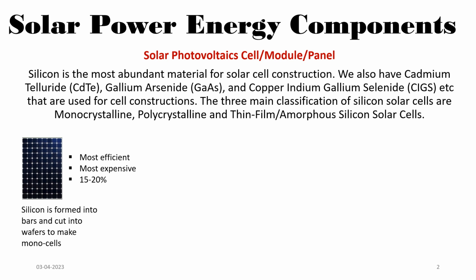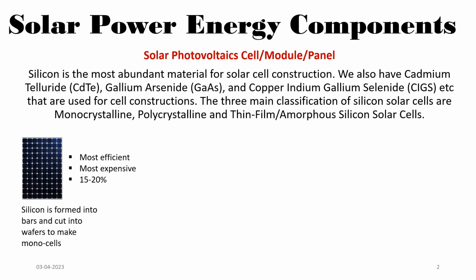The monocrystalline solar cells are formed into bars and cut into wafers to make monocells, and that's how they were formed. Are you getting it? Some of the advantages are that they are the most efficient and the most usable ones that we can find around because of their efficiency, and they are very expensive also. All these depend on the material and the way they were constructed.